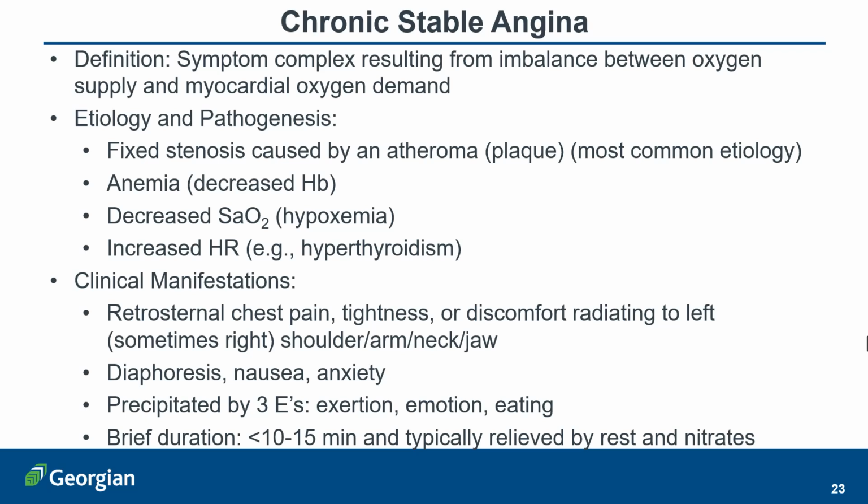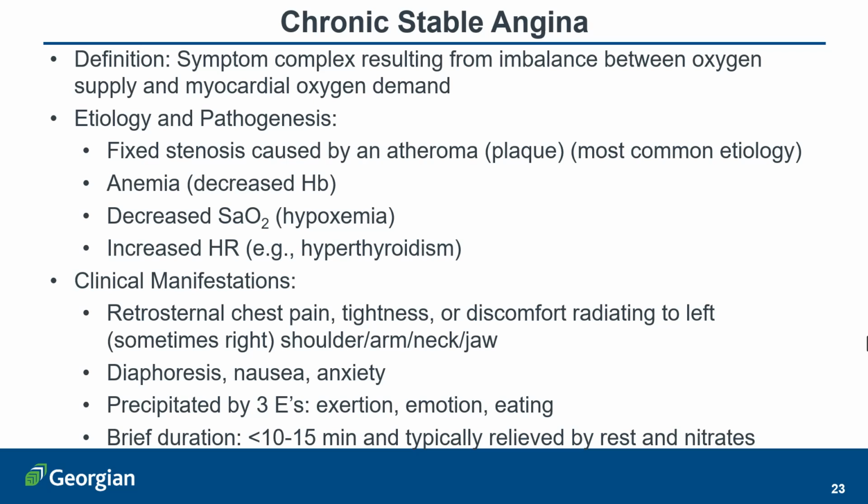And lastly, chronic stable angina could also develop because of an increased heart rate, for example, in hyperthyroidism. So the heart is overactive, so to speak, and the oxygen supply is just not able to meet the oxygen demand.